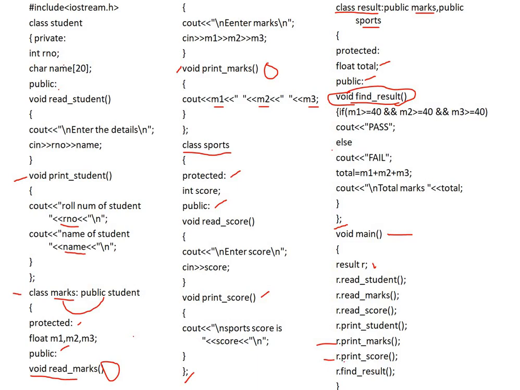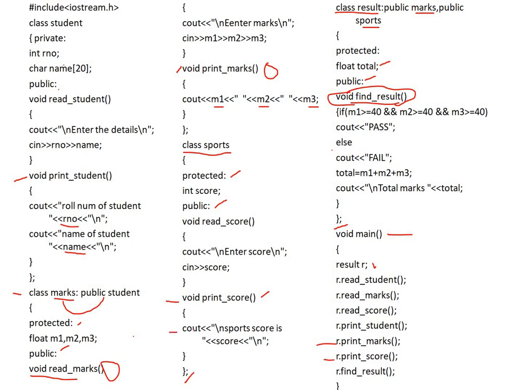So here print_score is invoked by using r. R is an object of result class. Immediately execution control goes to the result class and searches for print_score. If it is not available, the searching is performed in the marks class, or the searching is performed in the sports class. Within the marks class there is no print_score, so immediately execution control goes to the sports class and searches for print_score. This is the print_score.